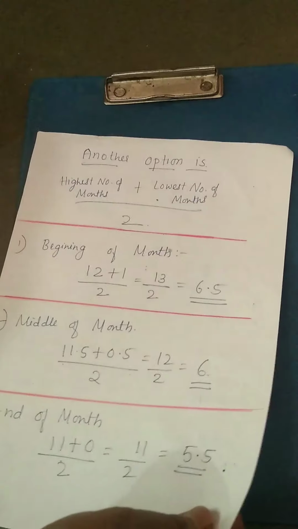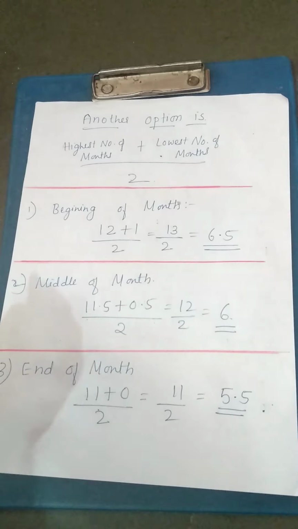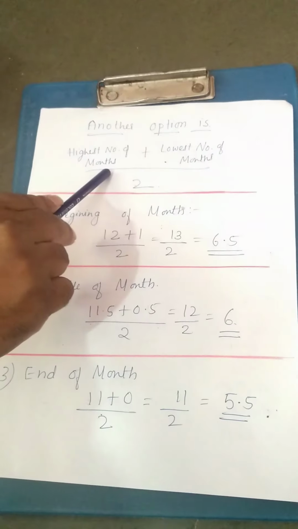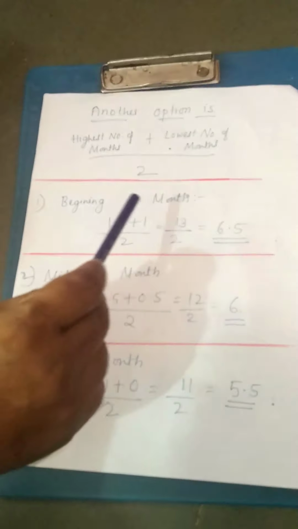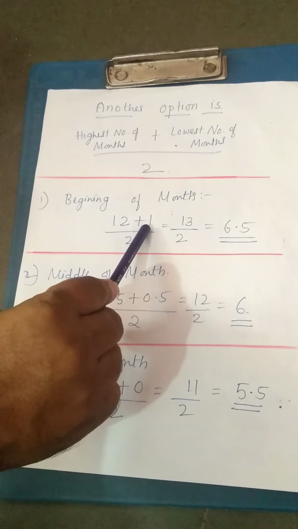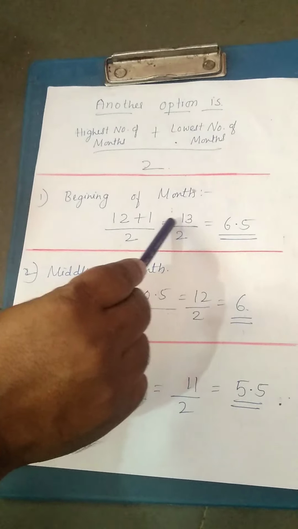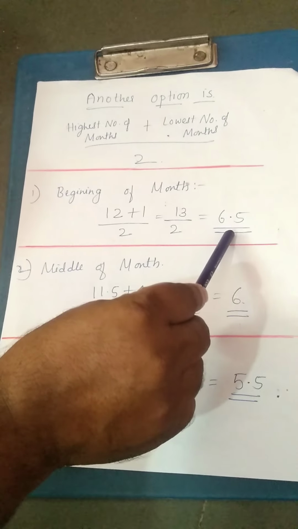Simultaneously you have one more option. You can do it like this also: highest number of months plus lowest number of months, divided by 2. If the beginning of the month is given, highest will be 12, lowest will be 1. 12 plus 1 divided by 2 equals 13 by 2 equals 6.5.